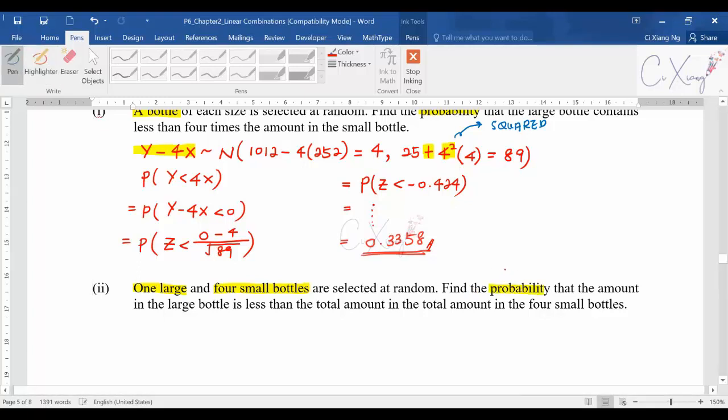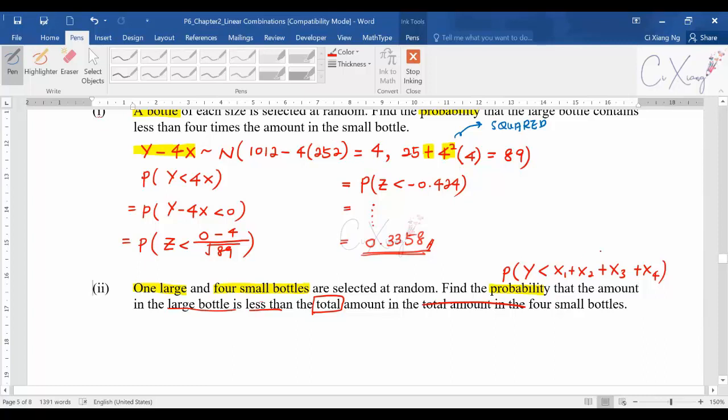So when you see the word probability, it means P. The amount in the large bottle means Y, less than, smaller than. See the word total or not? Total amount, okay, so total amount in the 4 small bottles. Total amount in the 4 small bottles means they have to take X1 plus X2 plus X3 plus X4. So this is for total. And then just now is for 4 times.